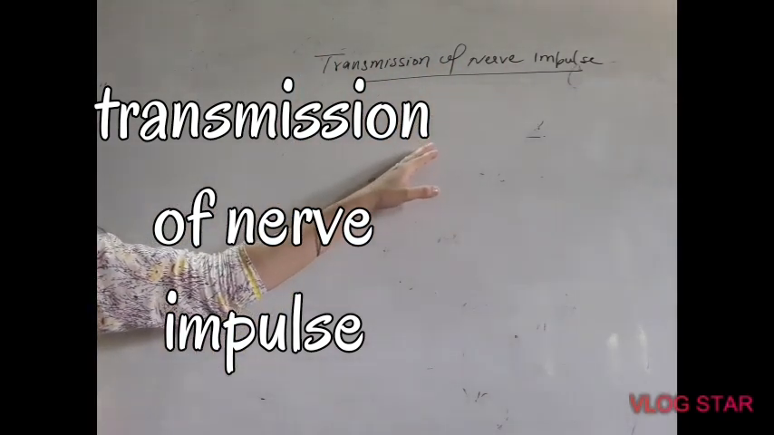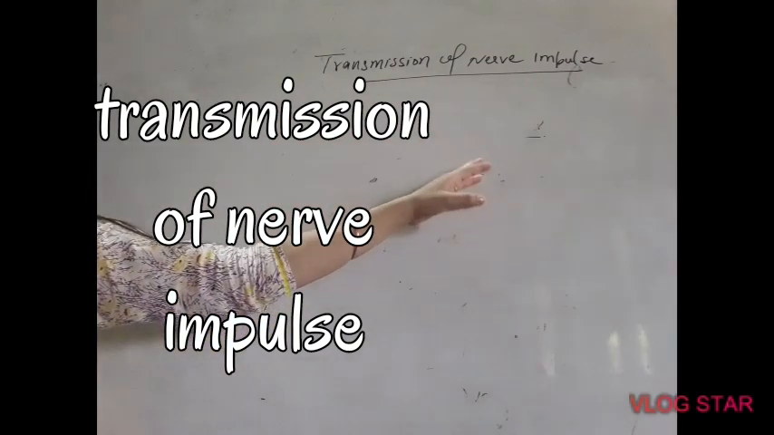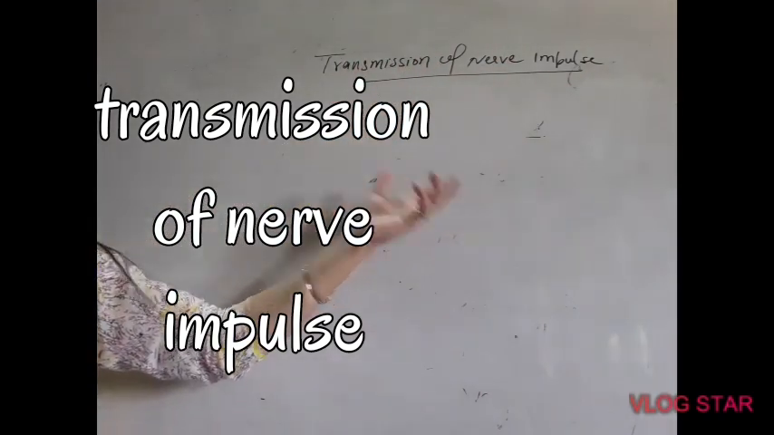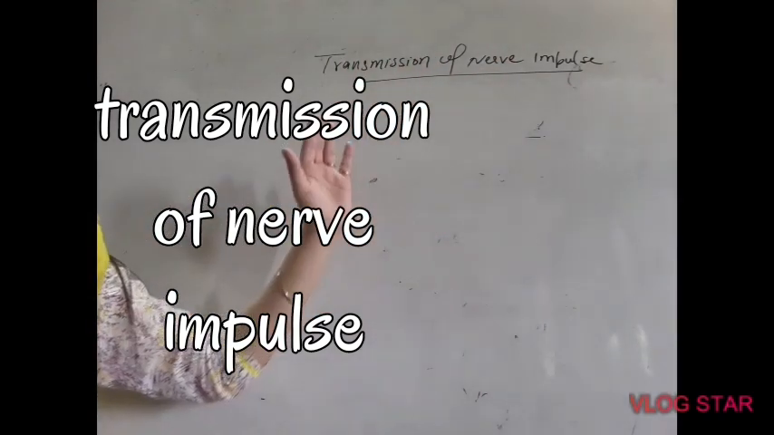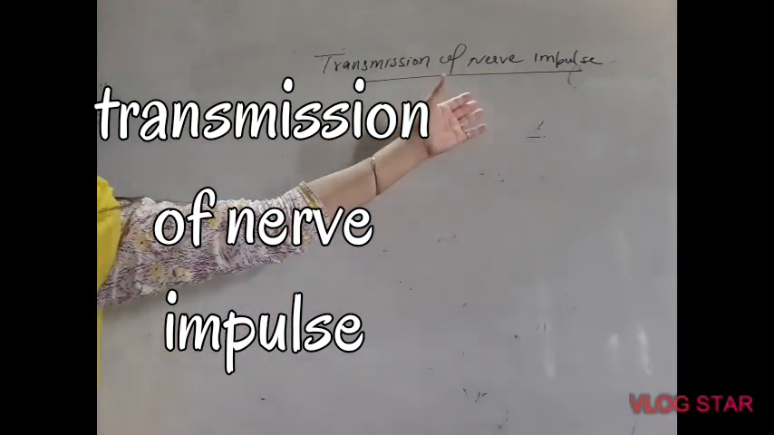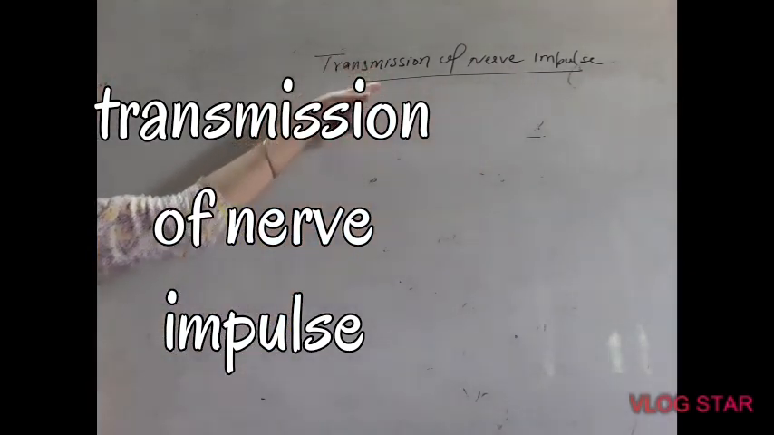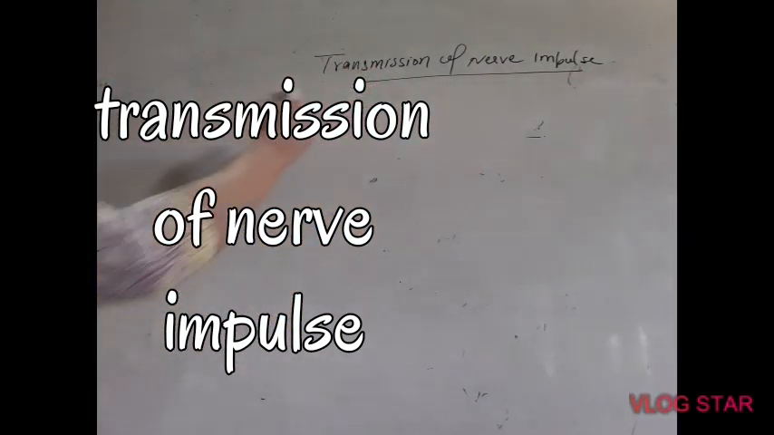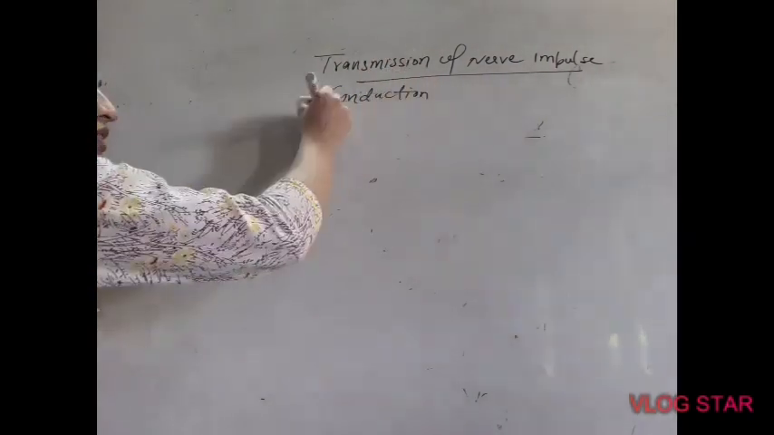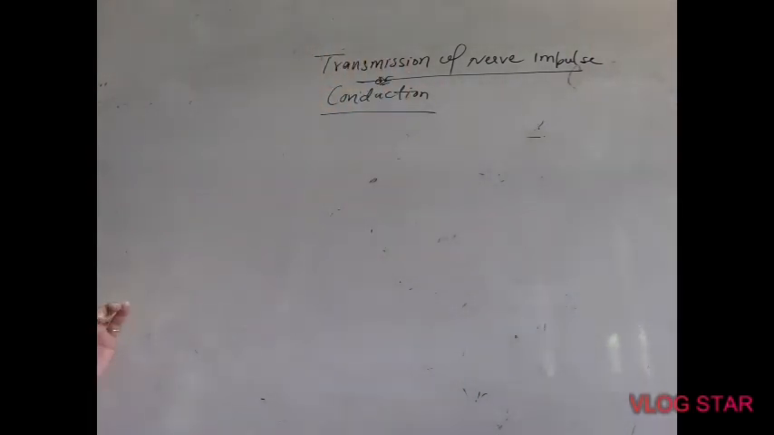neurons to our CNS, and that stimulus reaches the CNS in the form of an electrical current. That electrical current which carries the information, which carries the message, is known as nerve impulse. It is known as nerve impulse because it travels through the nerves, and transmission is actually the conduction of nerve impulse. So let us study how this conduction, means transmission of nerve impulse, takes place in our body.